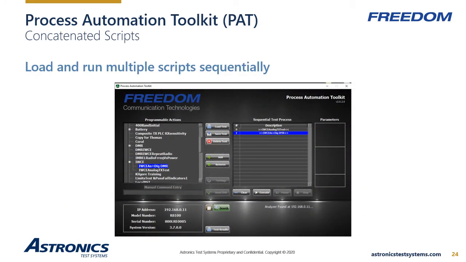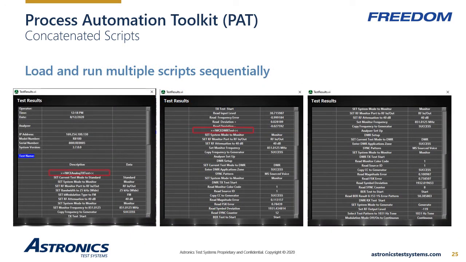Concatenated scripts. This enables us to select two or more scripts for concatenation and runs them consecutively. Here we see two concatenated scripts. The first one was an analog TX test on a radio that had both analog and digital capabilities. So it ran through the transmitter and receiver test on the analog side. Then it followed on into the DMR mode to test the transmitter and receiver in the digital DMR mode.